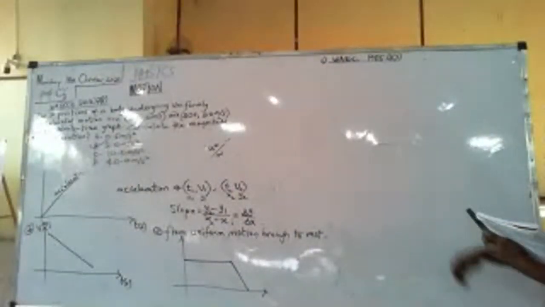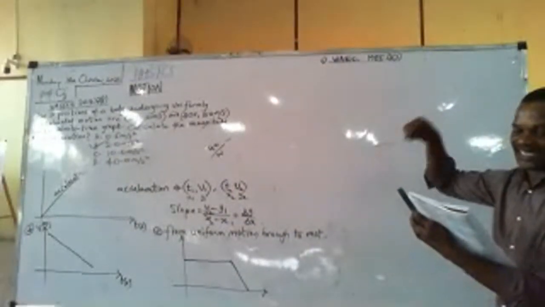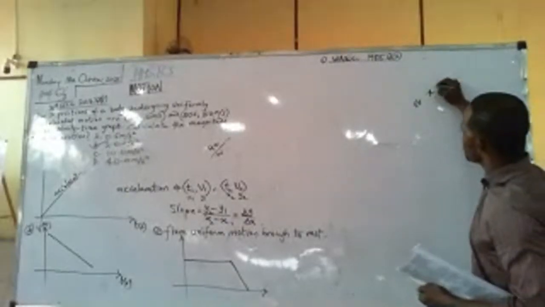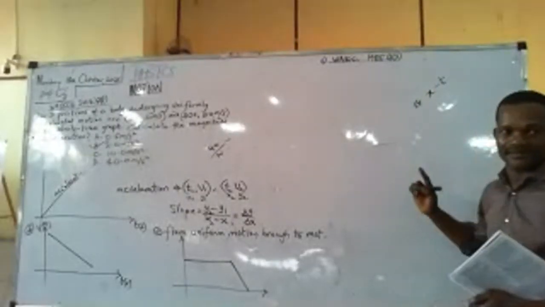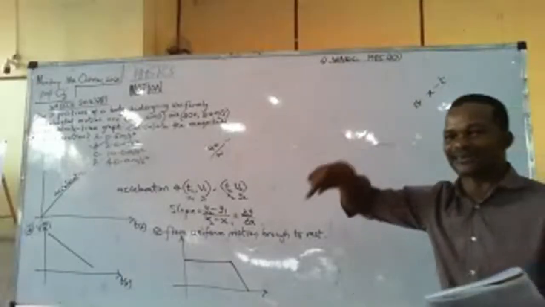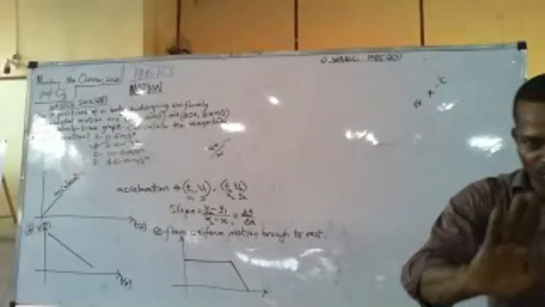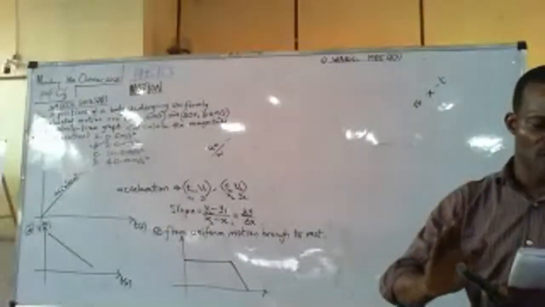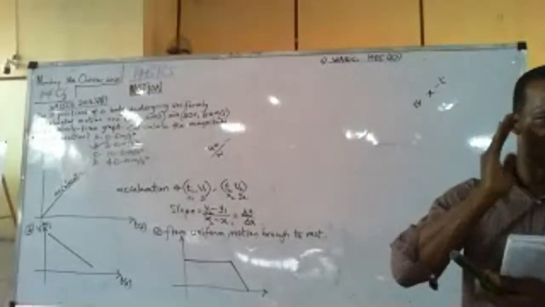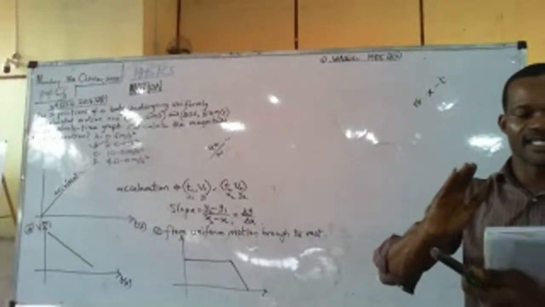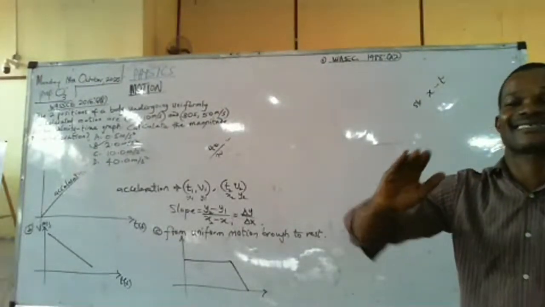Okay, let's go there. This person says the slope of a straight line on a displacement time graph indicates what? Just listen to my options, then tell me the answer. A, distance traveled. B, uniform velocity. C, uniform acceleration. D, acceleration at an instant.